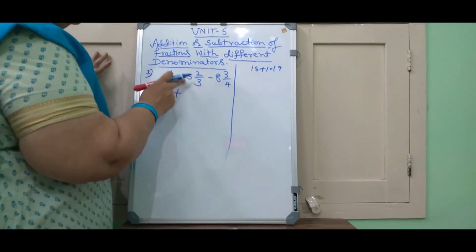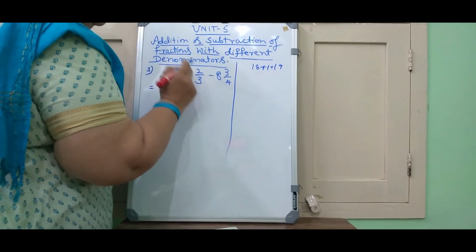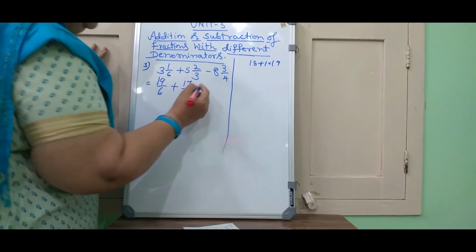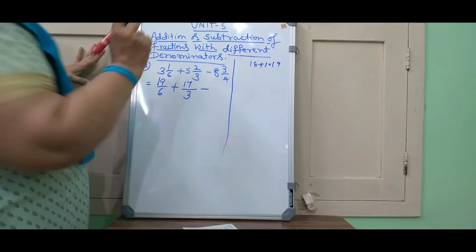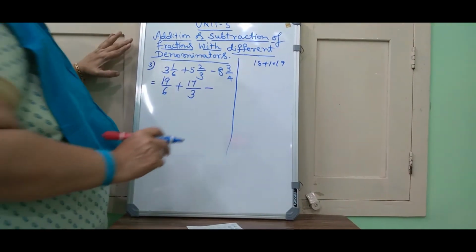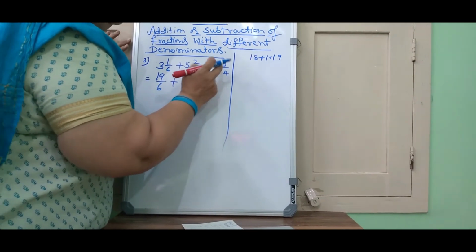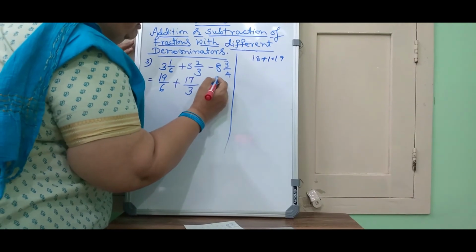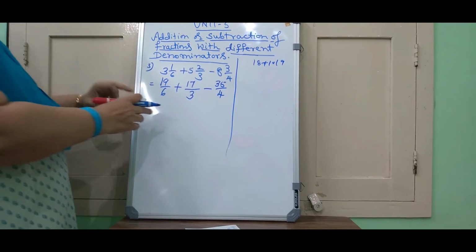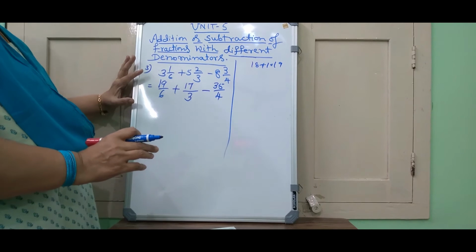Then let us go to the next one. 5 threes are 15 plus 2, that will be 17 by 3. And next is minus, so write the minus sign only. Be very careful while writing the signs. Then 8 fours are 32 plus 3 will be 35 by 4. So now we have converted the mixed fractions into improper fractions.